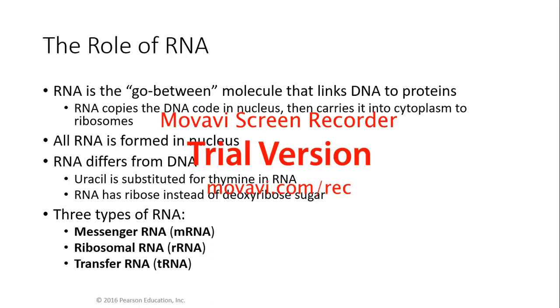So again, your messenger RNA is single-stranded. It's going to have the triplets. The triplets are called codons. Codons are the triplets. That's how the code is read. It's read in codons, which are triplets.